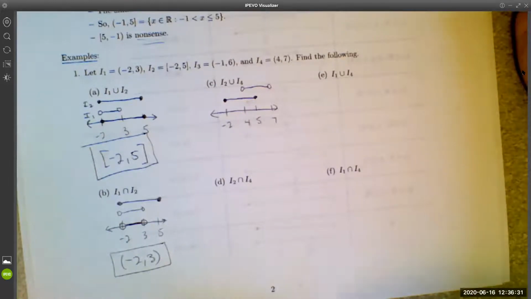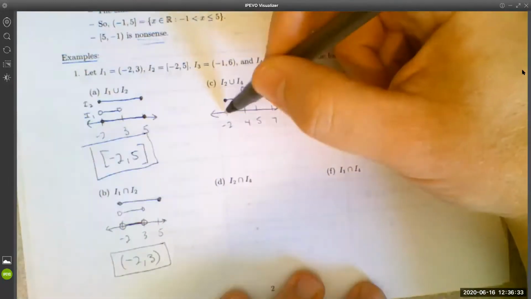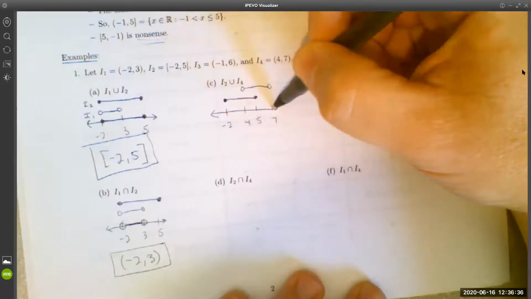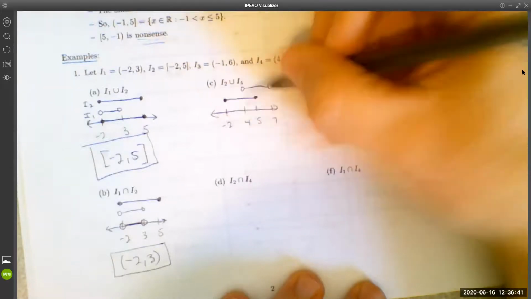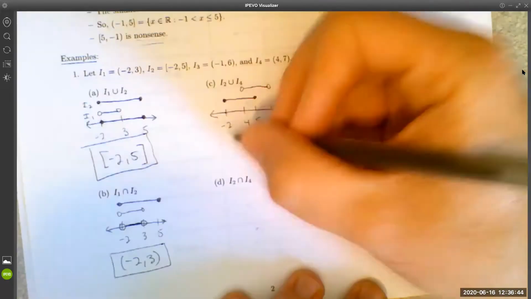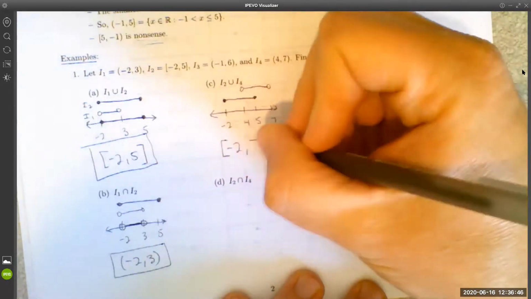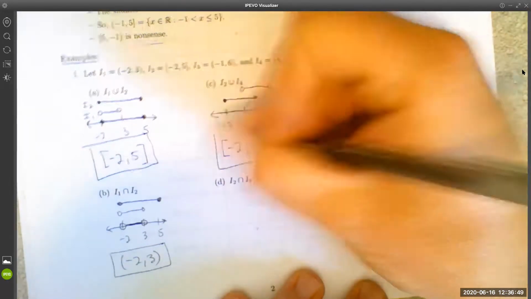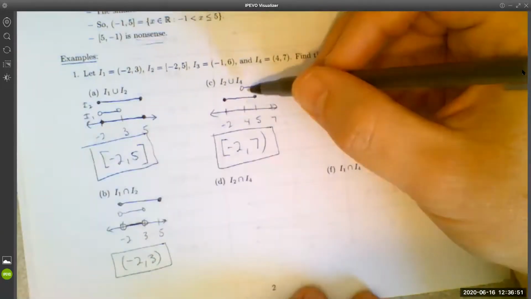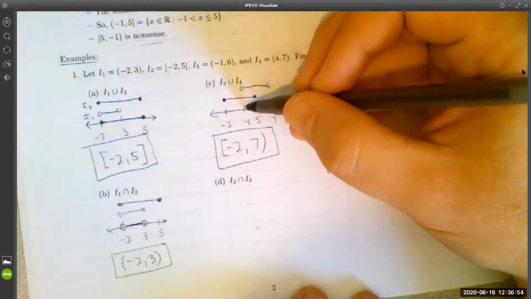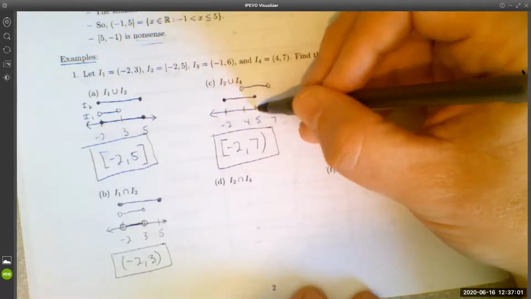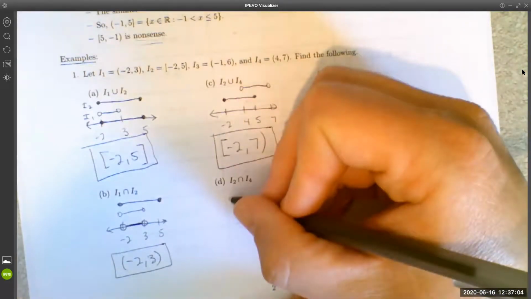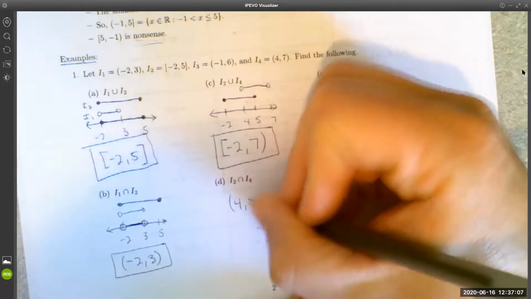The union of these two things is going to go all the way from -2 all the way up to 7, right? It's going to include the -2, but it's not going to include the 7. So it's going to go -2 to 7. The intersection, on the other hand, is just going to be where they overlap. They only overlap between 4 and 5, not including the 4, but including the 5. So the intersection is going to be 4 to 5.